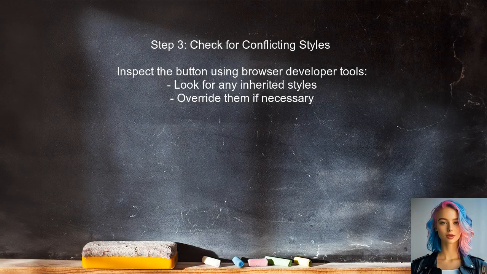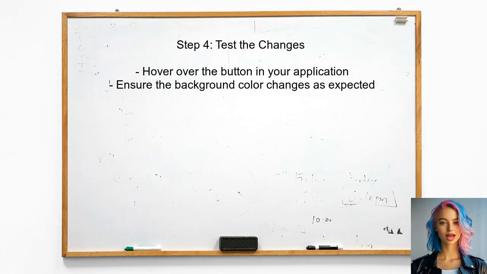Additionally, the user should check if there are any conflicting styles that might be causing the gray background to appear. This can happen if there are global styles or Angular Material defaults that need to be overridden. Finally, the user should test the changes by hovering over the button in the application. This will confirm whether the new hover style is applied correctly.